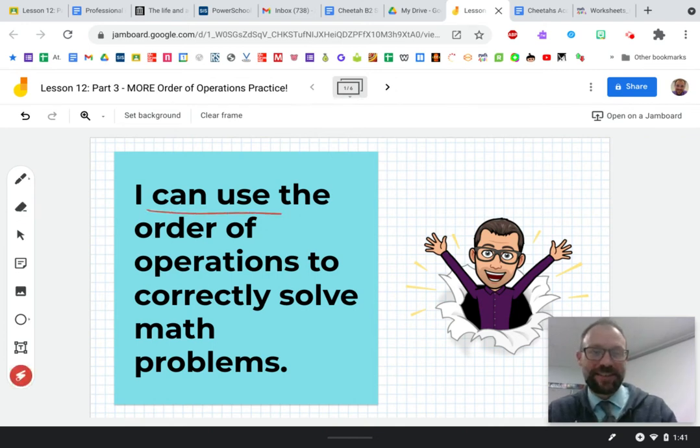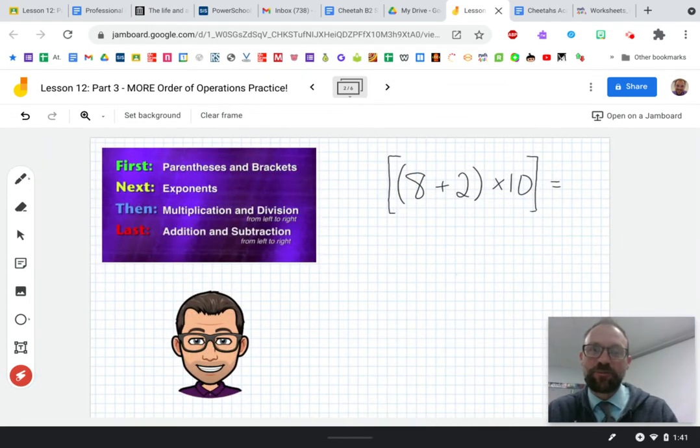Today's learning target is I can use the order of operations to correctly solve math problems. And our focus today will be on using parentheses. Let's take a look at this first problem.